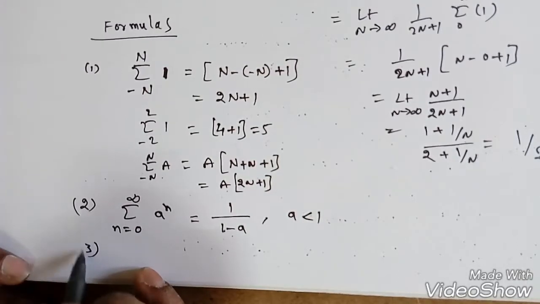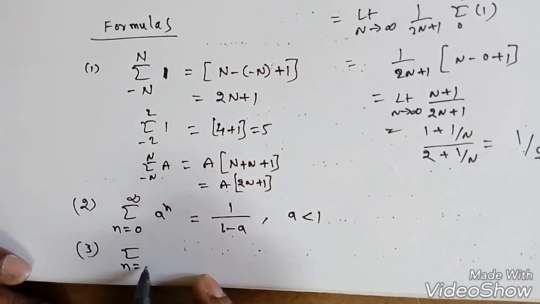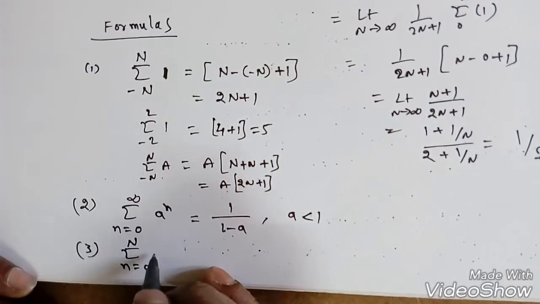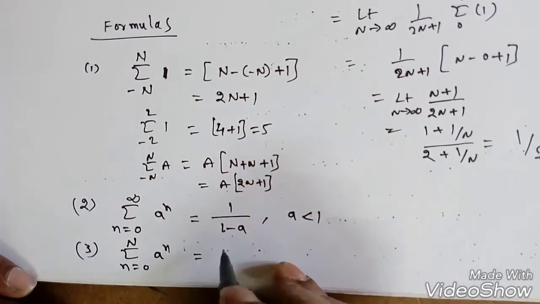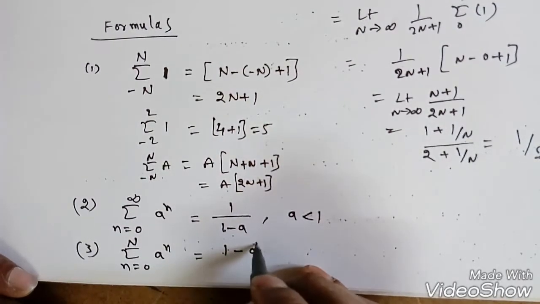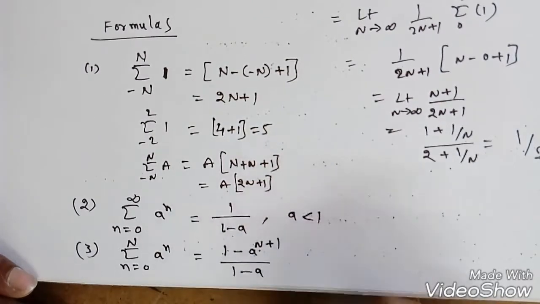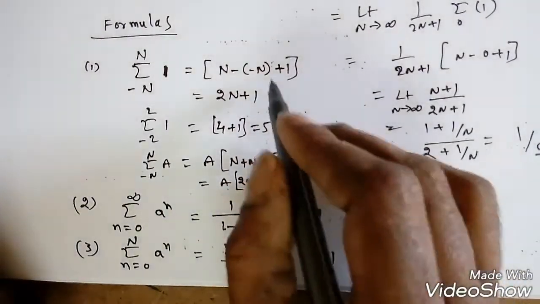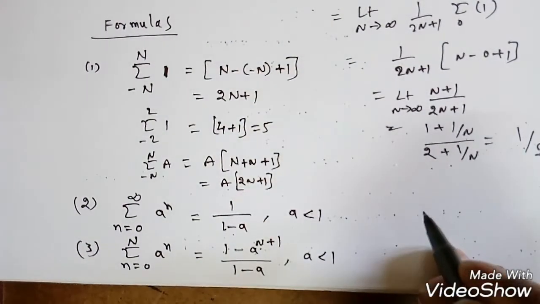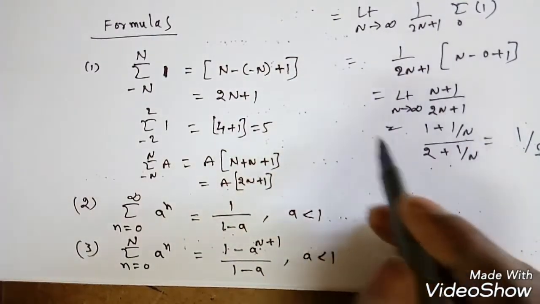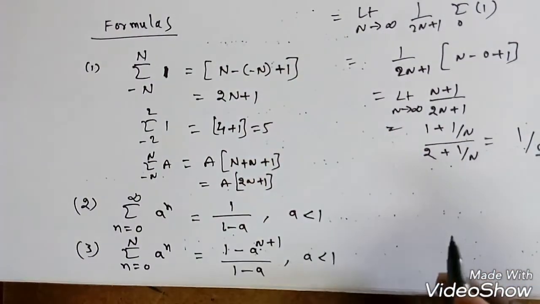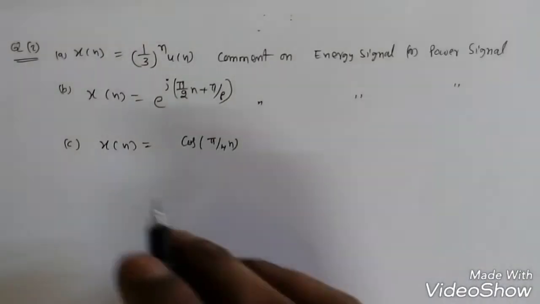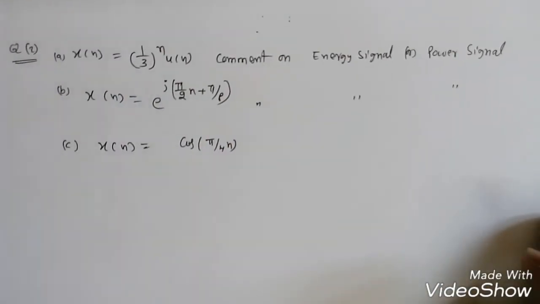The third formula required here is, suppose same n is equal to 0, but not to infinity, here finite, of a power n, which is equal to 1 minus a power n plus 1 by 1 minus a, where the condition is a not equal to 1. These are the most important formulas when we do discrete time signals, when we find the power or energy. So these formulas will be most important, so remember these formulas. Next we'll solve some problems on power and energy.